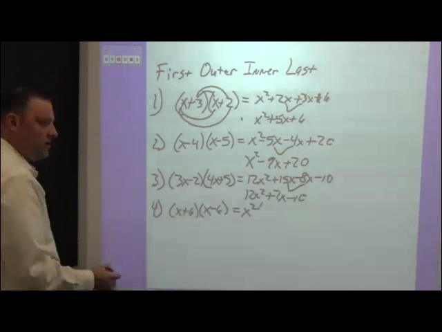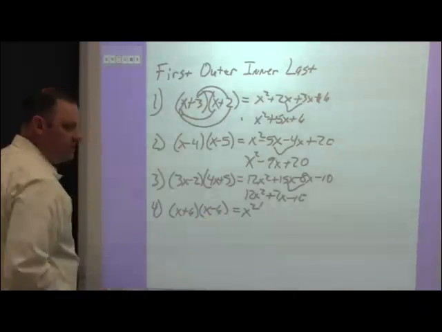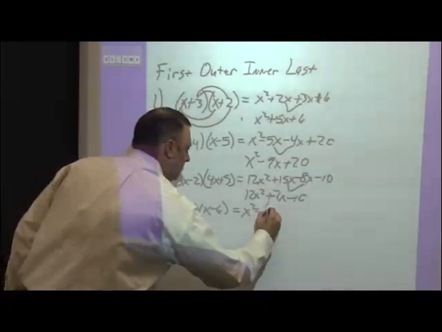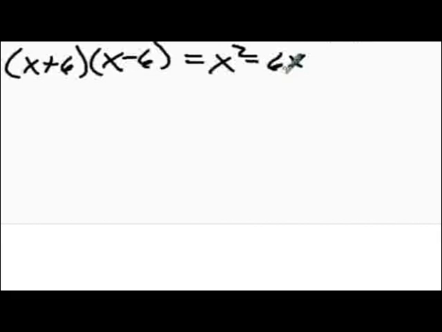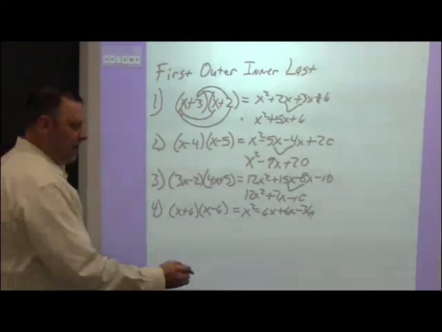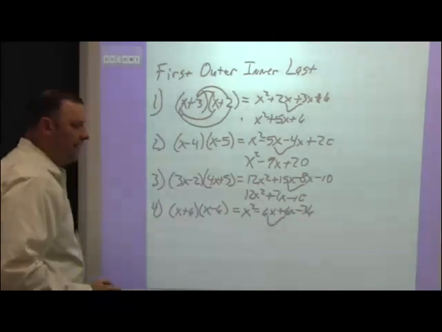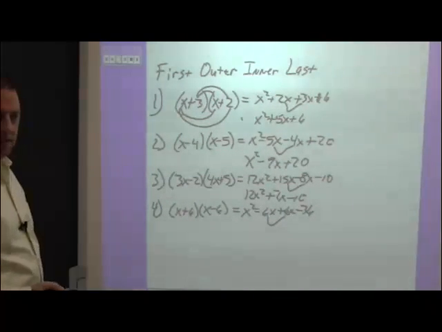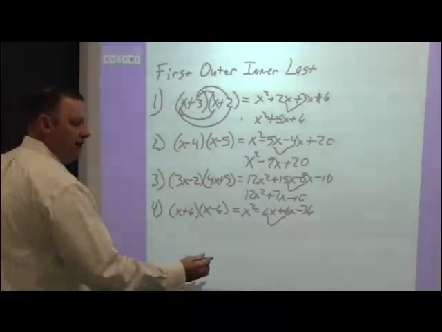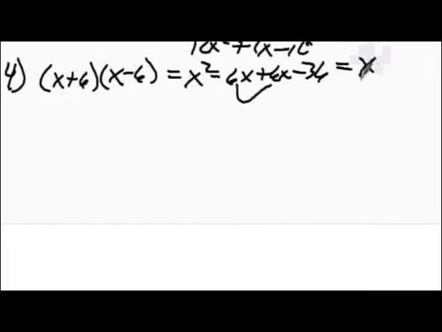X times x is x squared. X times negative 6, that's negative 6x. 6 times x, positive 6x. And then positive 6 times negative 6, that's negative 36. And you'll notice when you combine the like terms in the middle, they cancel. Negative 6x plus 6x is 0. So you get a final answer of x squared minus 36.